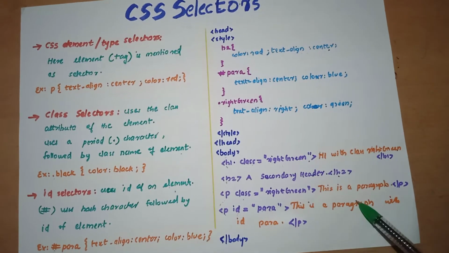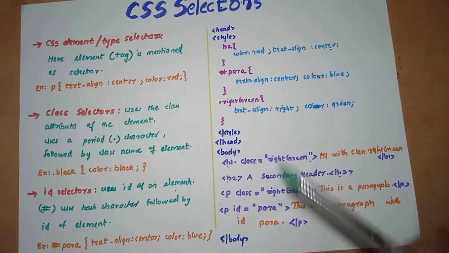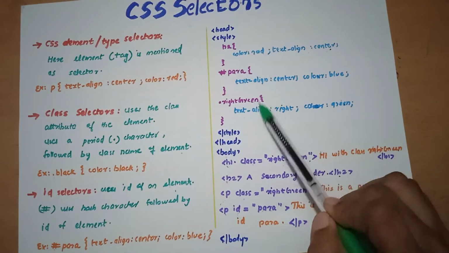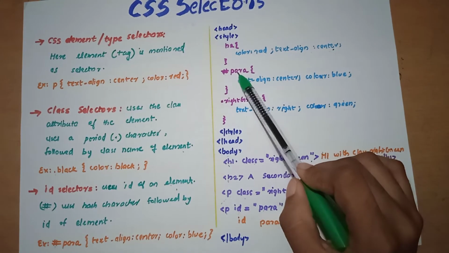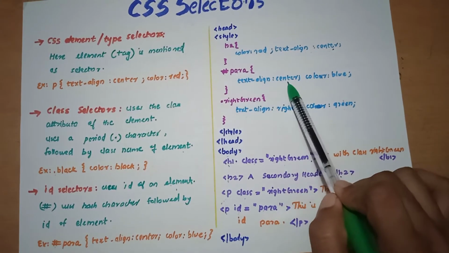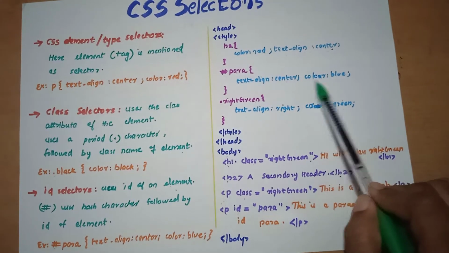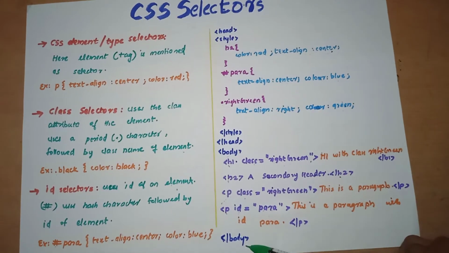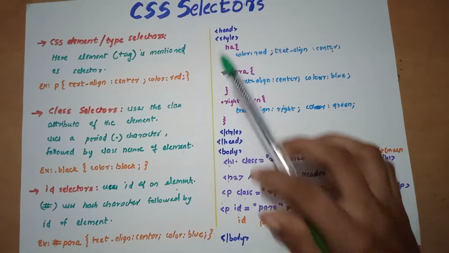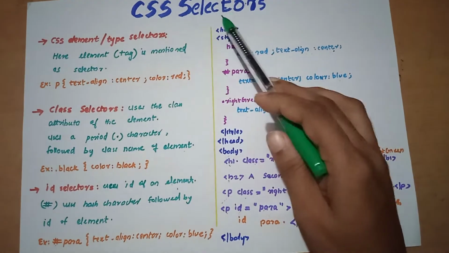The text inside this, or the contents inside my paragraph, will be affected by this para ID selector. That means text align will be towards the center and this paragraph's contents will be in a color of blue. So thus I closed my body tag too. This is the way we normally use the CSS selectors.